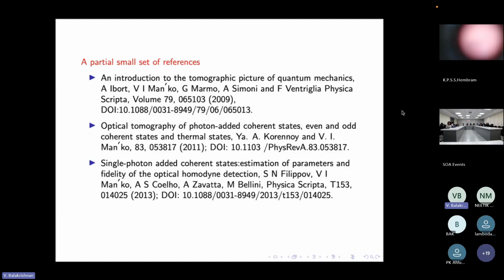I have learned a lot personally from a set of excellent papers by Professor Vladimir Manko and his collaborators. And I have just put a set of partial references here. And one is an introduction to the tomographic picture of quantum mechanics. And then, of course, optical tomography of photon-added coherent states. And then an estimation of parameters and fidelity of the optical homodyne detection. And this is using a tomographic approach.